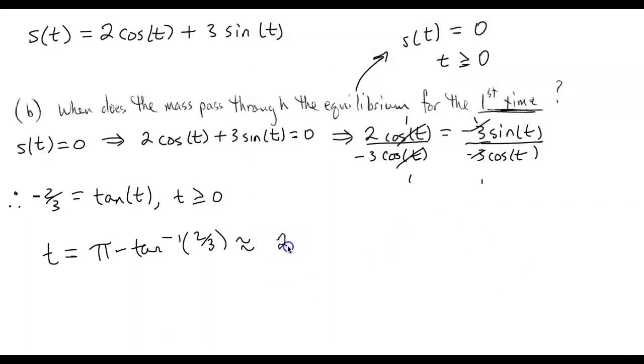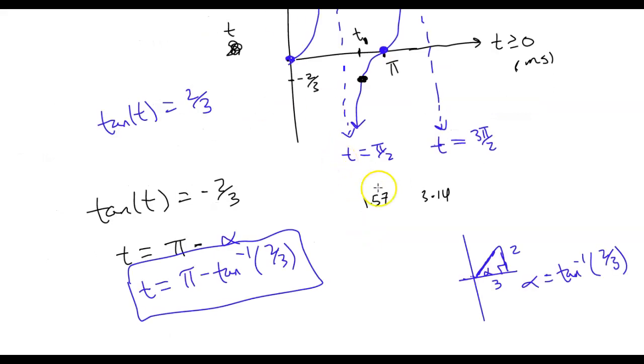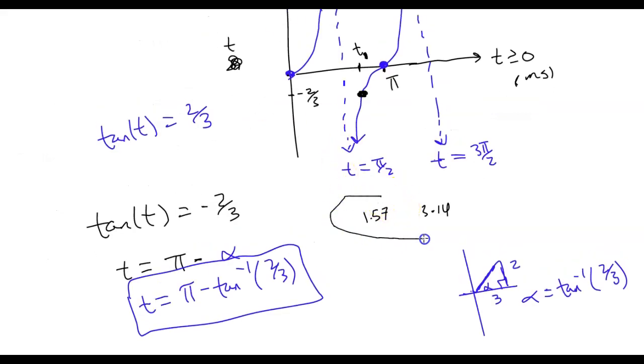So this would be 2.55 milliseconds. And notice from what we talked about earlier, we expected that number to be in between 1.57 and 3.14. And we see that 2.55 is in between those two numbers. So what we came up with actually makes sense.